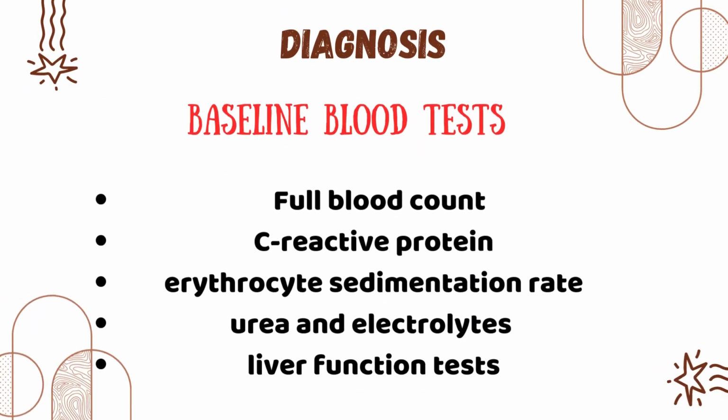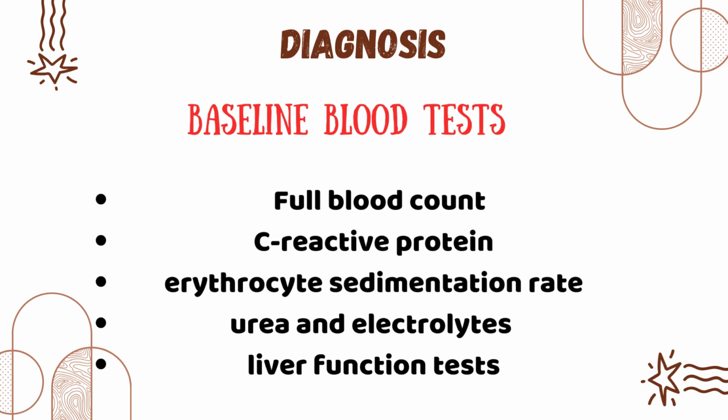A full blood count helps evaluate anemia and white blood cell count, while C-reactive protein and erythrocyte sedimentation rate indicate the level of inflammation in the body, which can be elevated in TB cases. Additionally, tests for urea and electrolytes assess kidney function, and liver function tests are critical for ensuring the liver can tolerate anti-TB medications, as these can sometimes cause liver toxicity.